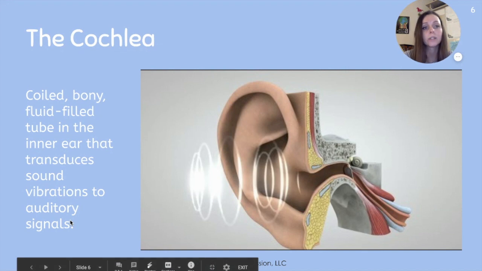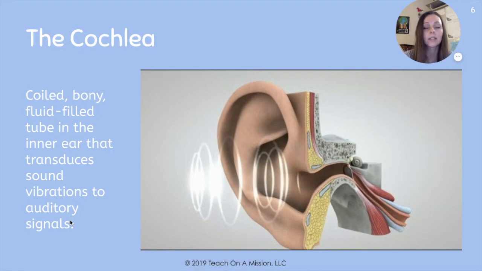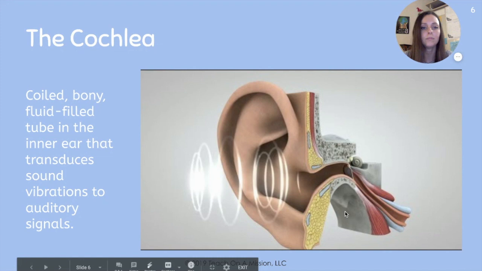So remember, our brain does not process sound waves. It's got to get converted into something that we can process. And so that happens in the cochlea. See, look in the back, the little snail looking thing.